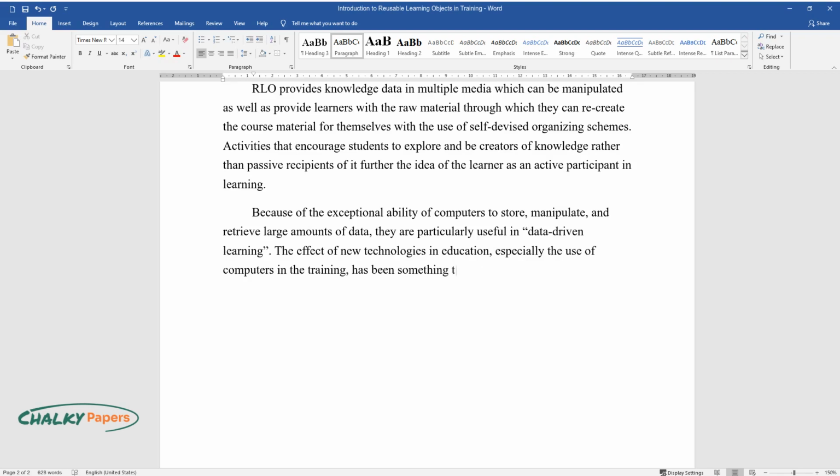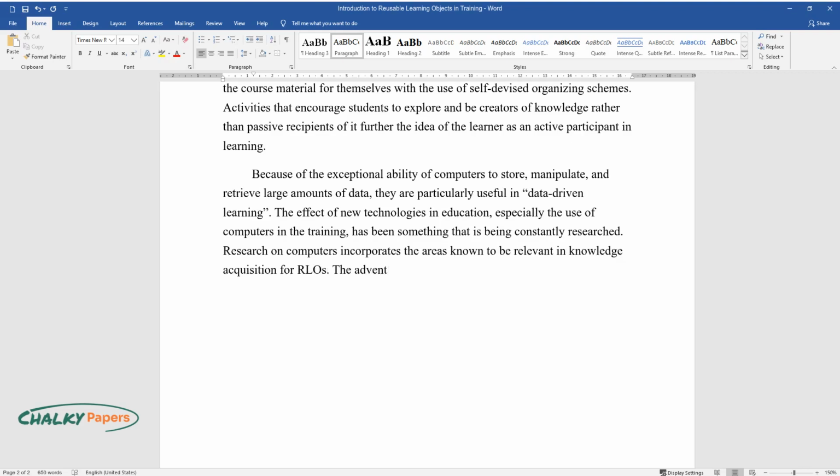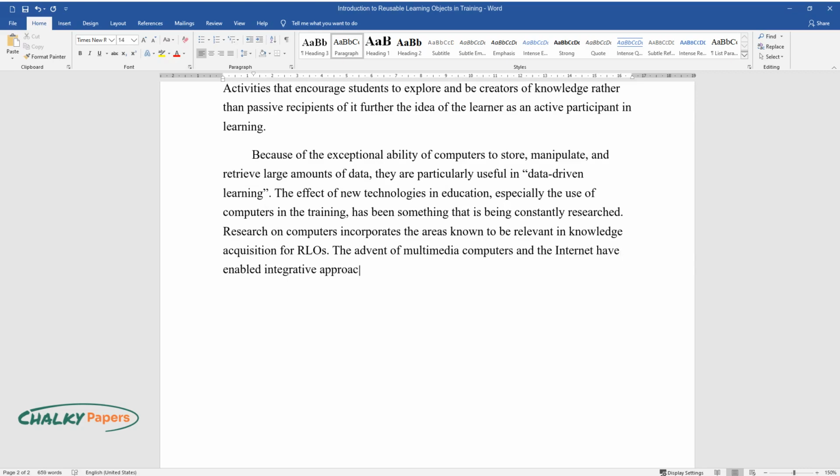The effect of new technologies in education, especially the use of computers in training, is something that is being constantly researched. Research on computers incorporates the areas known to be relevant in knowledge acquisition for RLOs. The advent of multimedia computers and the Internet has enabled integrative approaches to RLO.